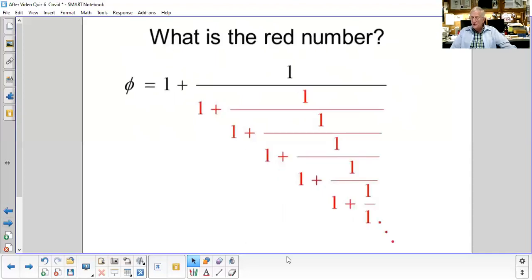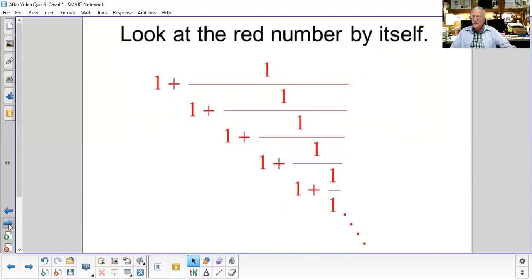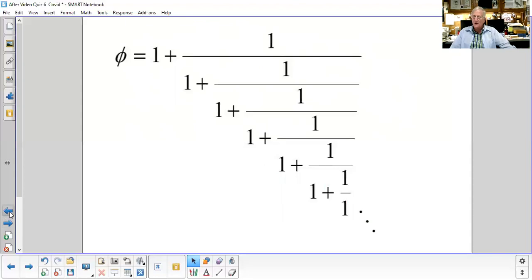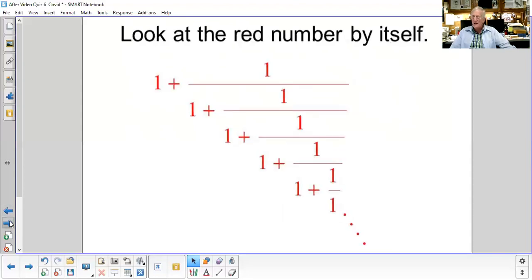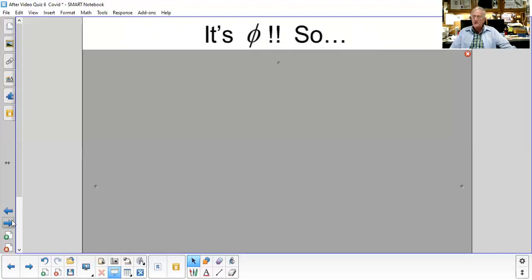Now, you notice the thing in red, right? By the way, phi is supposed to be equal to this, right? So you see all this in red. Notice it's the same thing. If you look at it by itself, it's the same thing as we had back here. That is exactly the same as that. So you just keep replacing it and replacing it. So it's phi.